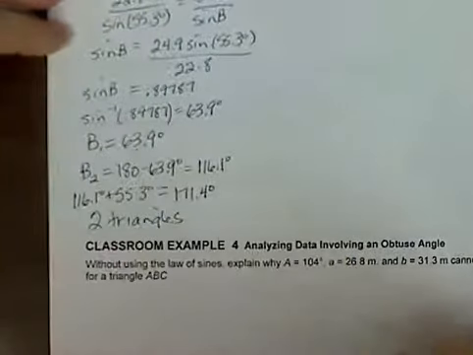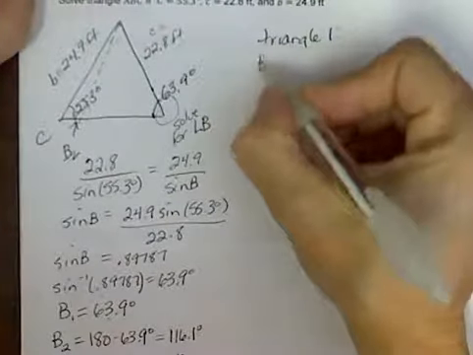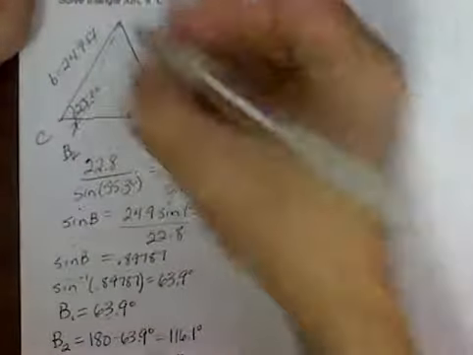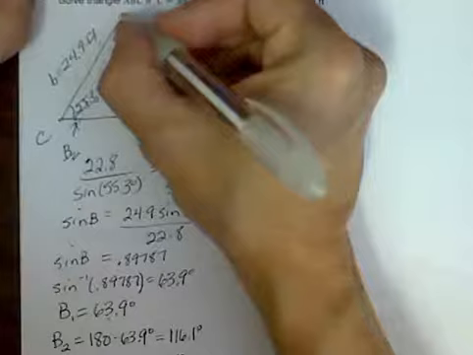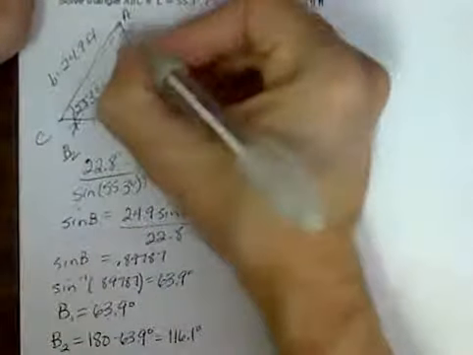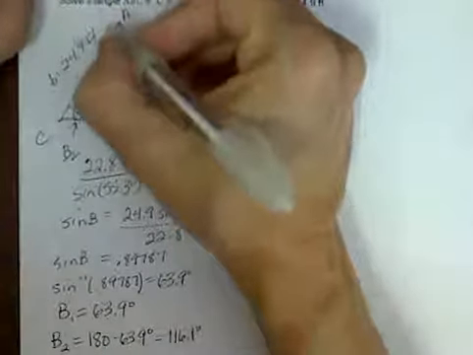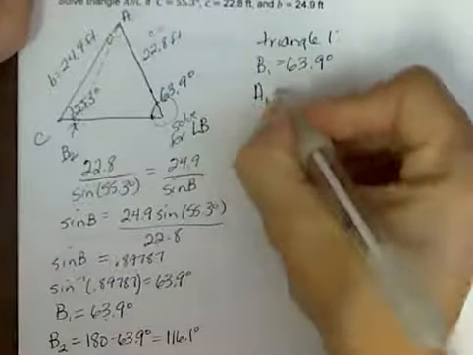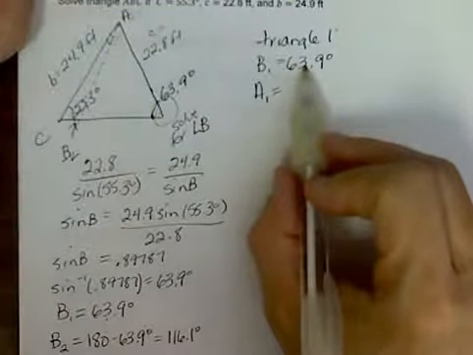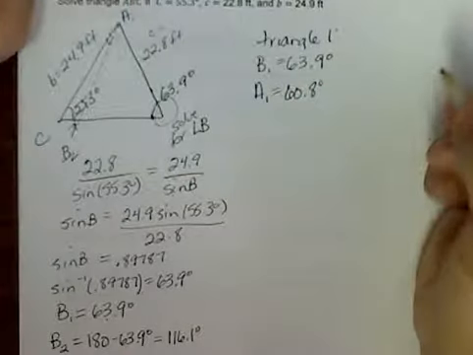From now, I'm going to separate this into two problems. I have triangle 1, where my B1 is equal to 63.9 degrees. My third angle would be angle A. And this is going to be different for the two triangles. I'm going to have an A1, which would be this big angle, and then I'm going to have an A2, which would be this little angle in here. To get A1, I'm going to take my C and my B1 and add those two together and subtract that from 180. For my A1, I would get 60.8 degrees.